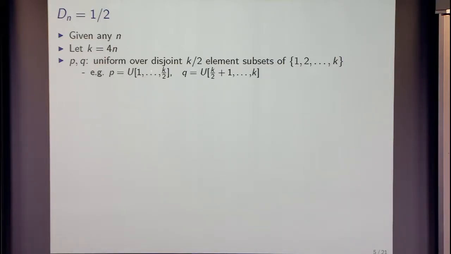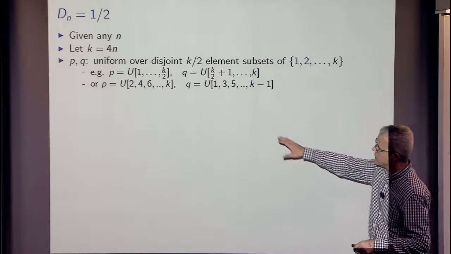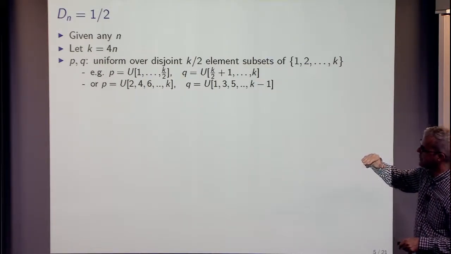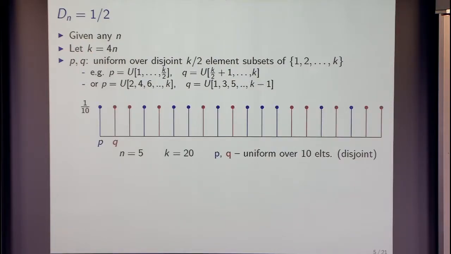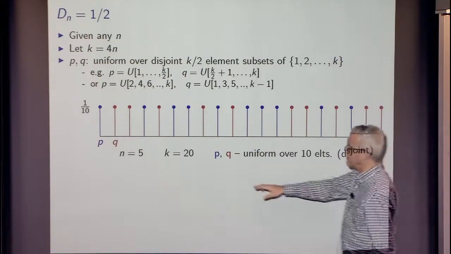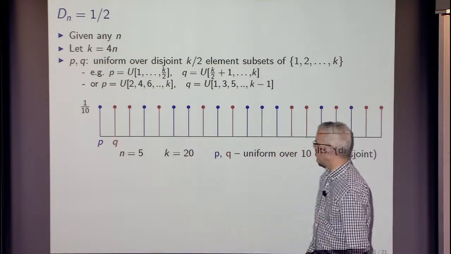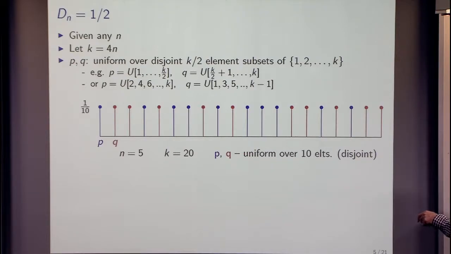For example, P is uniform over the first half, and Q over the second half. Or P is uniform over the evens, and Q is uniform over the odds. So P and Q are disjoint and uniform. Here, for example, n is 5, so we took k to be 20, and P and Q are uniform over half of the elements, 10 elements each, disjoint. So what is E star in this case?